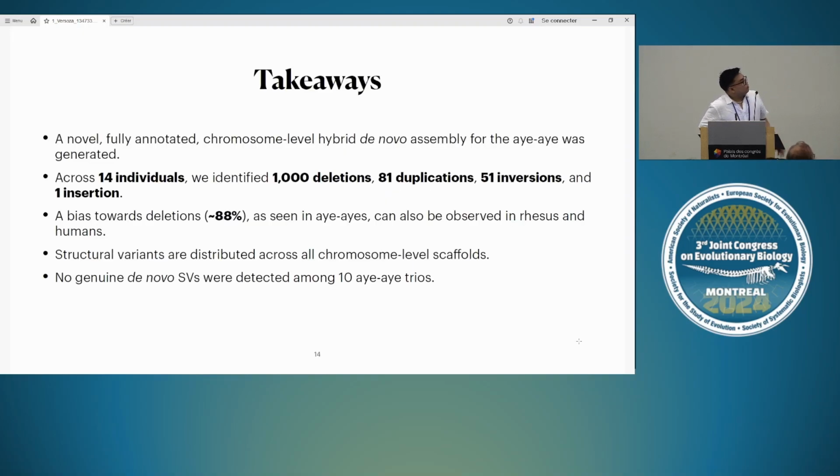And so just to wrap things up, we were able to generate a fully annotated chromosome-level hybrid de novo genome assembly. And across 14 individuals, we were able to find 1,133 structural variants. And we see that there's a bias towards deletions, which is in agreement with what has been shown in both rhesus and humans. Structural variants are distributed across all chromosome-level scaffolds. And finally, no genuine de novo mutations were identified among 10 trios.